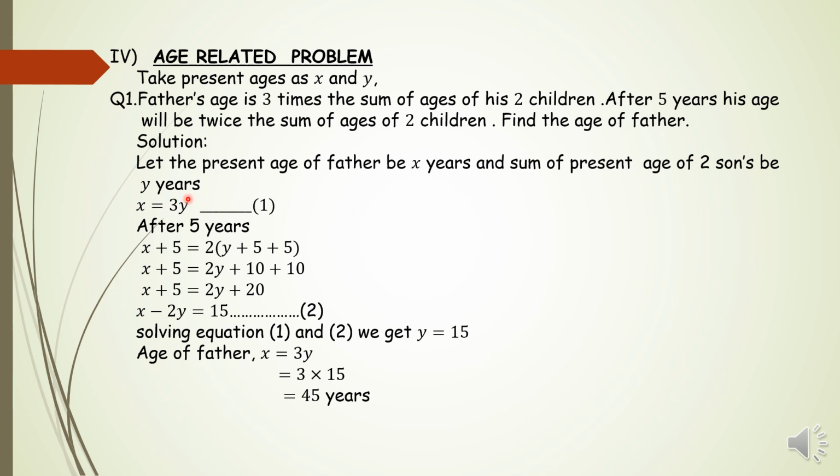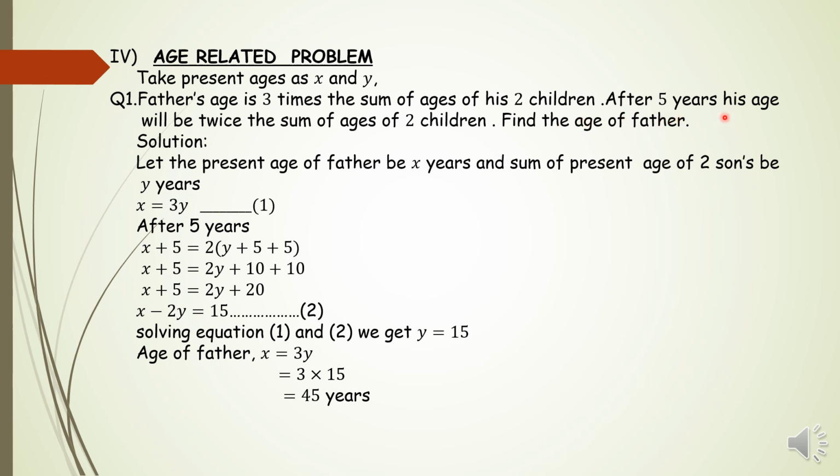So read the question. Father's age, instead of "is", read it as "is equal to". Then frame the equation. Father's age is equal to 3 times the sum of ages of his two children. That means we have taken father's age as X, so X is equal to 3 times, 3 times means 3 into the sum of ages of his two children, which I have taken as Y. So we have framed the equation as X is equal to 3Y. Equation number 1.